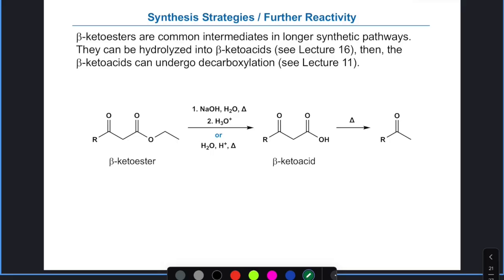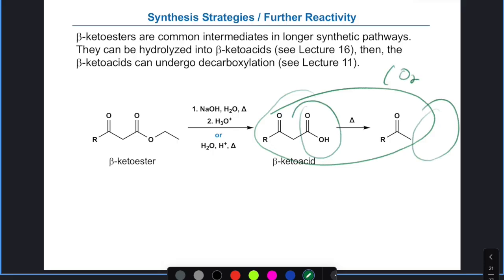This step right here is what? If I take a beta keto acid plus heat under acidic conditions, that's called what? Decarboxylation. I can lose CO2 where over here used to sneaky be this acid, and that's super cool because that acid is really easy to generate. That's saponification.